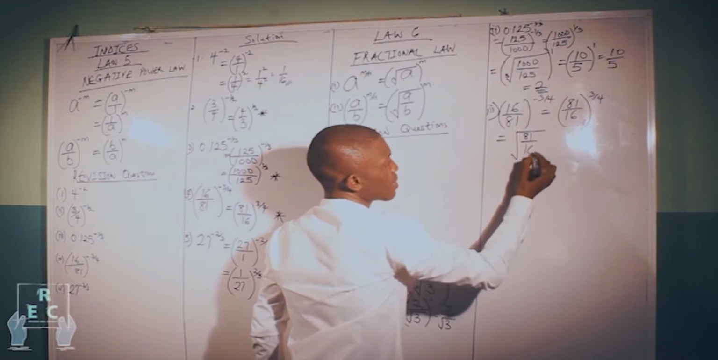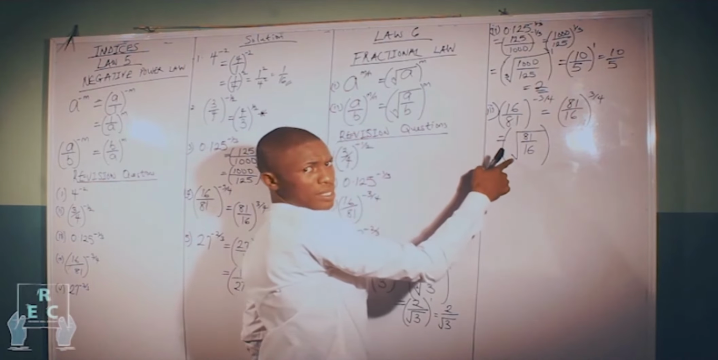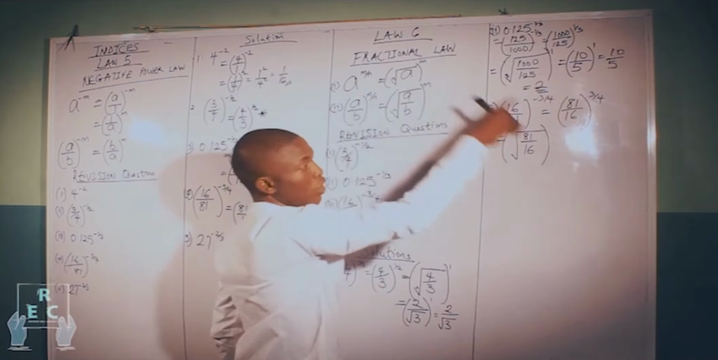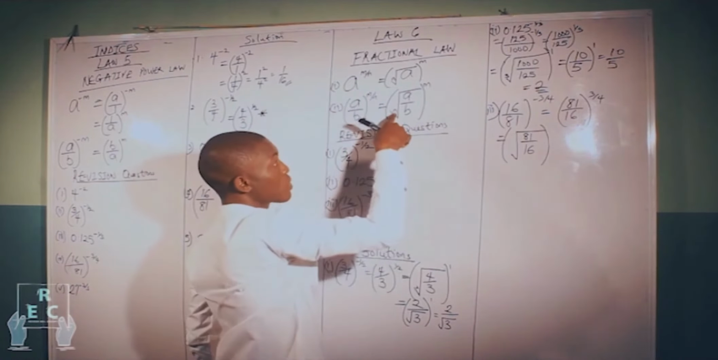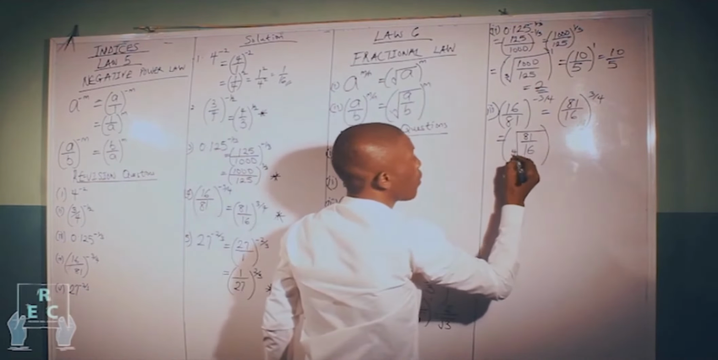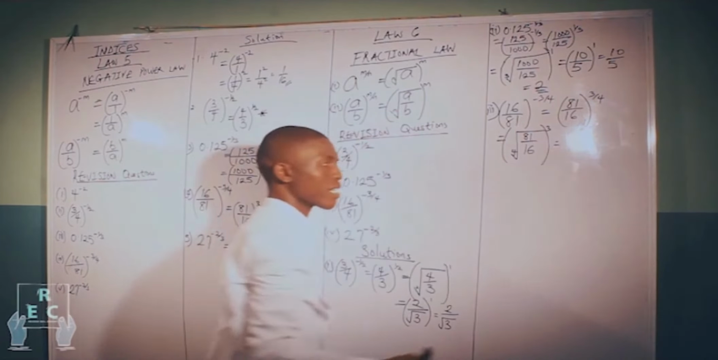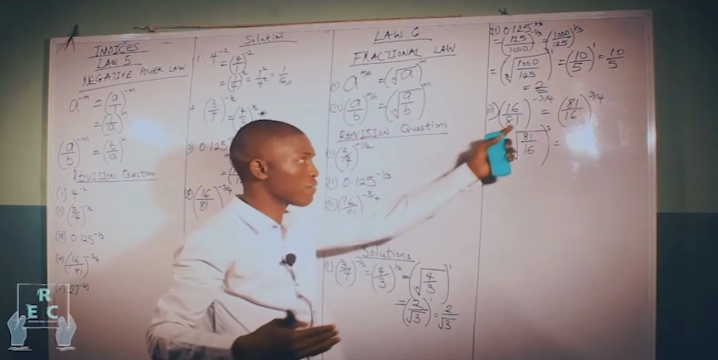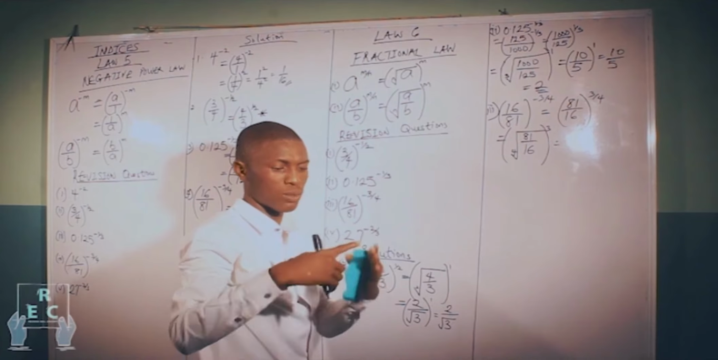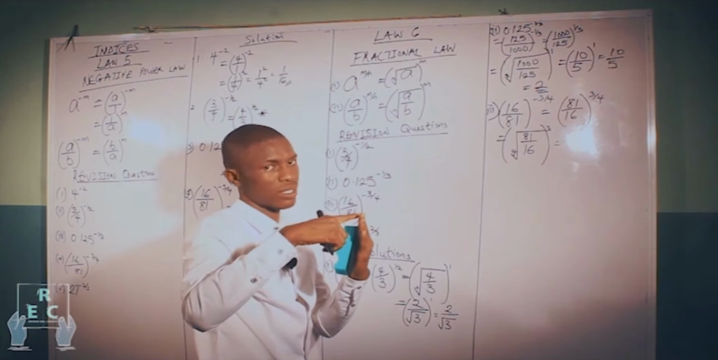81, 16. What's the root here? You said 2? No. It can be 3? No. What? 4. Yes. Remember we said the denominator becomes the root. The denominator of the power becomes the root, while the numerator retains its position as the power. So here we have root 4 and power 3. So you look for numbers you can multiply in 4 places that give you 81. For 16, 2 times 2 times 2 times 2 gives us 2 times 2, 4, times 2, 8, times 2, 16. So it can be 2.